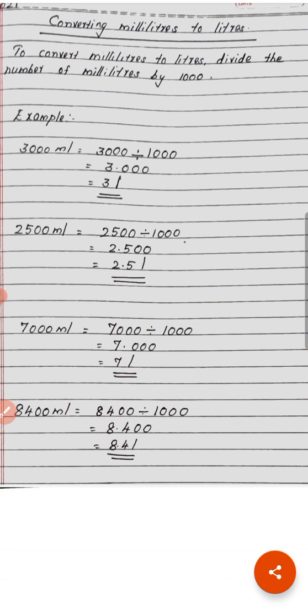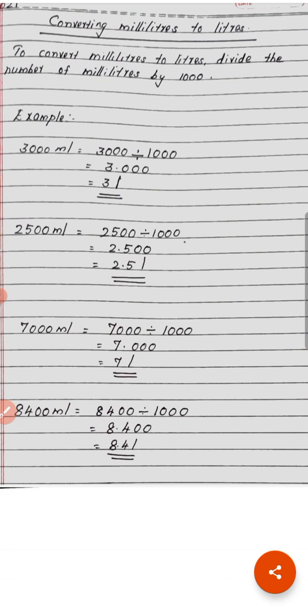In our previous class, we learned how to change liters to milliliters. To convert liters to milliliters, multiply the number of liters by 1000, because 1 liter is equal to 1000 milliliters. Today we are going to learn how to convert milliliters to liters.